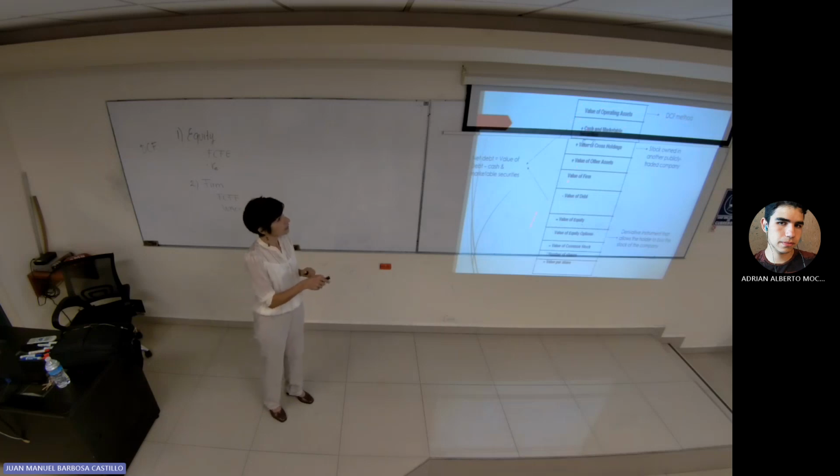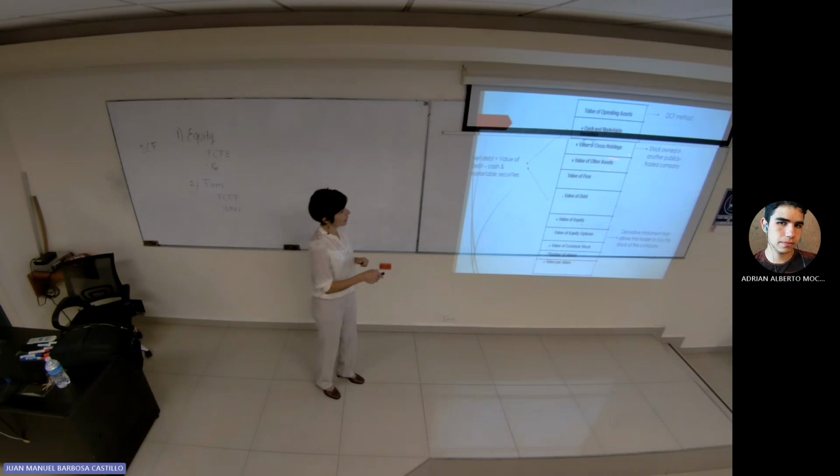Plus any cash or marketable assets. Plus the value of any cross holdings, so that is a stock owned by the company in another company. Plus the value of any other asset. That's what you do using the discounted cash flow method. So you arrive at the value of the firm, minus the value of debt, minus cash, that is net debt, okay, equals the value of equity.